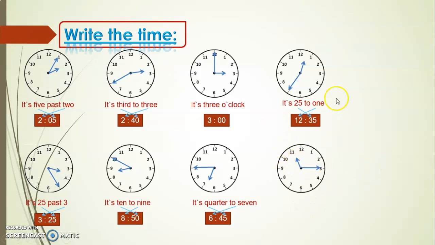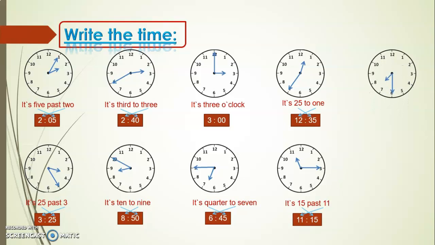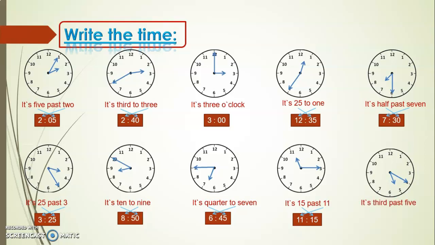Here my short arm is on 11 and my tall arm is on 3. It will be quarter past 11, and in digits, it will be 11:15. Here my short arm is on 7 and my long arm is on 6, so it will be half past 7, and in digits, it will be 7:30. The last one, my short arm is on 5 and my tall arm is on 4, it will be twenty past 5, and in digits, it will be 5:20.